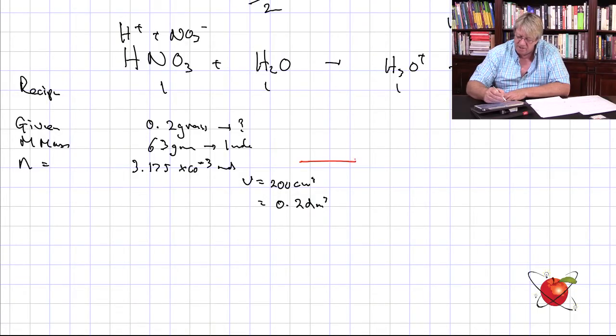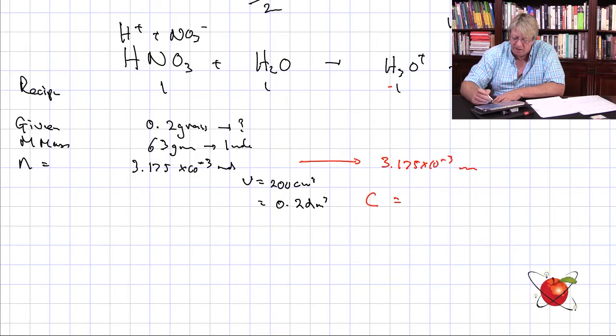Apply the recipe now. Remember, we're at moles, we apply the recipe. So if I've got that of that, how much H3O do I get? I get 3.175 times 10 to the minus 3 moles of that. We do this because that could be a 2 or a 3. Remember, if that was H3PO4, that would be a 3. H2SO4, that would be a 2.